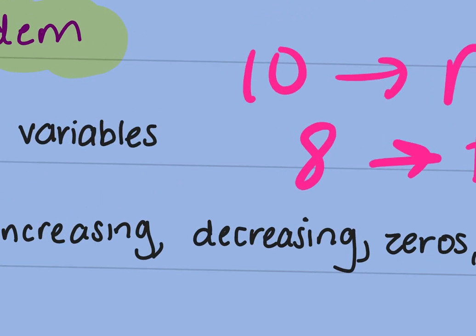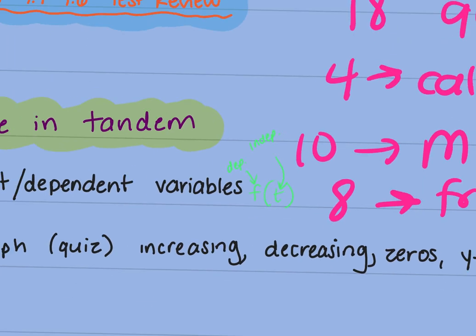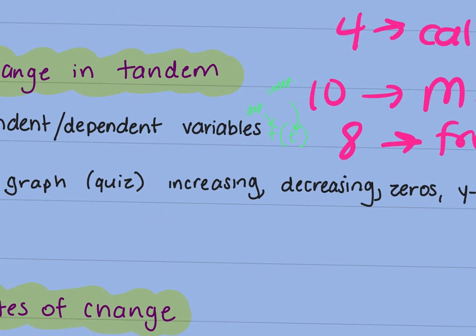If it's in notation like f of t, then the t is your independent because that's what you're plugging in, and the f would be your dependent. You are going to get one question that says identify the independent and the dependent from blank scenario. Okay, hopefully that one was easy.